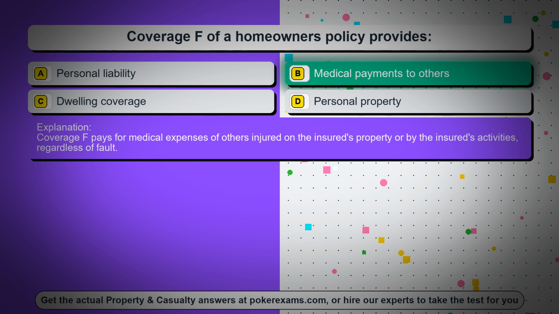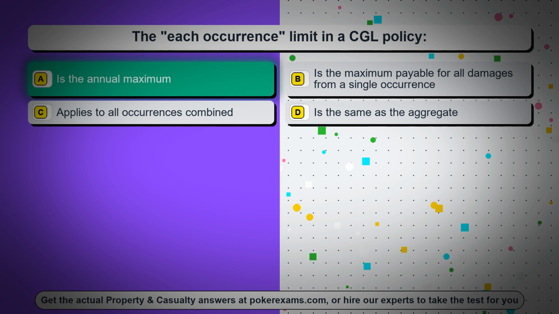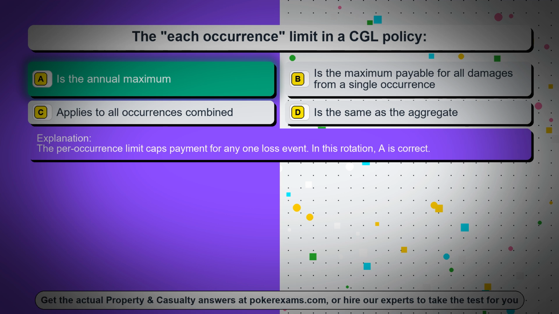Question 48. The each occurrence limit in a CGL policy. Option A, is the annual maximum. Option B, is the maximum payable for all damages from a single occurrence. Option C, applies to all occurrences combined. Option D, is the same as the aggregate. The correct answer is option A, is the annual maximum. The per occurrence limit caps payment for any one loss event. In this rotation, A is correct.